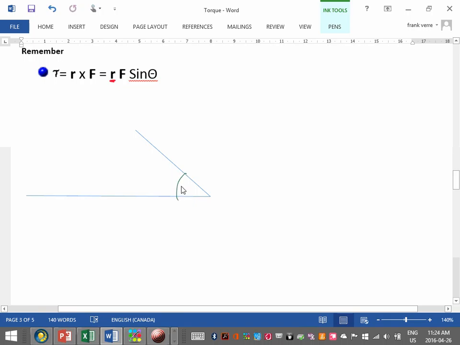Let's imagine that this angle is 30 degrees, and this force is, let's say, 10 newtons. And let's say the force is being applied at this point, and the radius r, let's say it's 2 meters. What would the torque be?